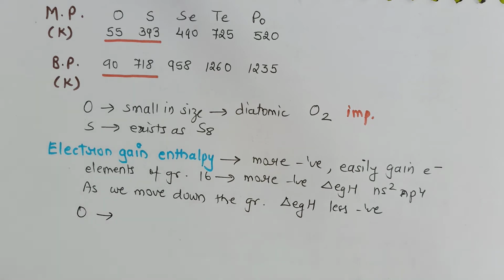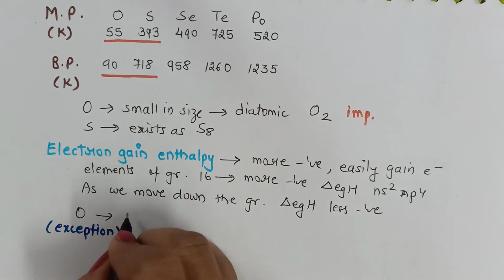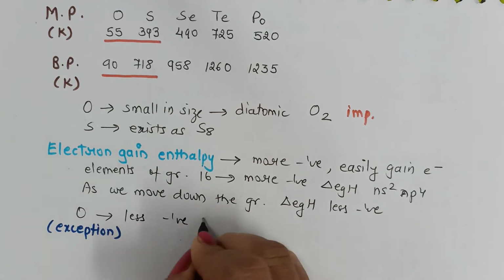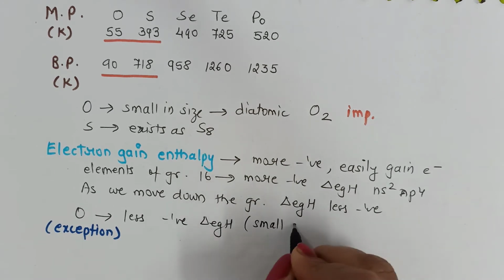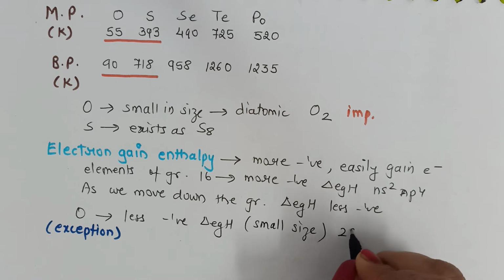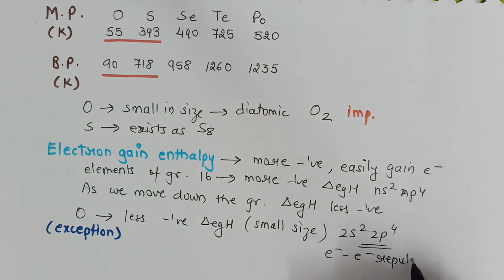Oxygen, again it is an exception. Oxygen, on comparison, has less negative electron gain enthalpy. The reason lies in its small size. Oxygen has configuration 2s2 2p4. So 2p orbital being smaller in size, when the new electrons are added, the electron-electron repulsion increases. And therefore it becomes difficult to add the electron and hence less negative electron gain enthalpy.